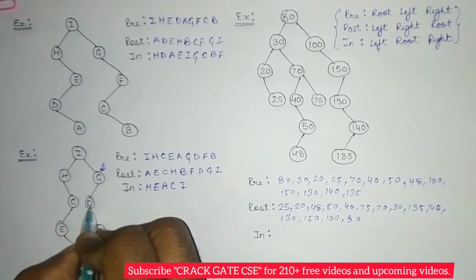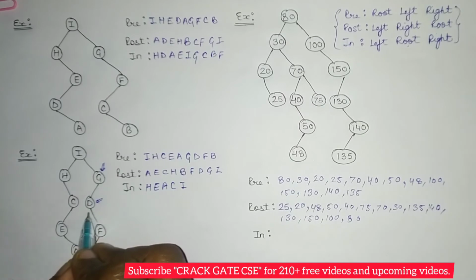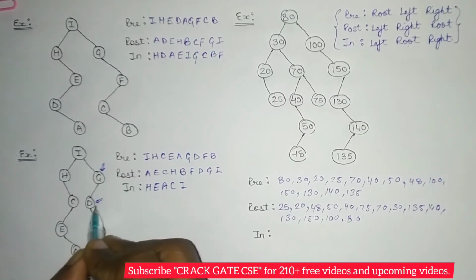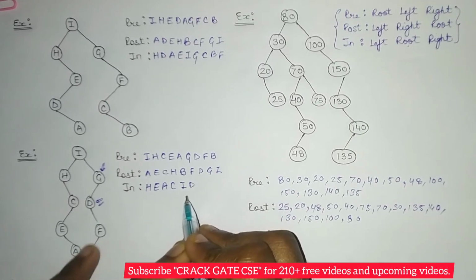If left exists, move on to the left. So we are here. From here again we have to check left, root, right. There is no left, so print root, that means this D will be printed. Move on to the right.